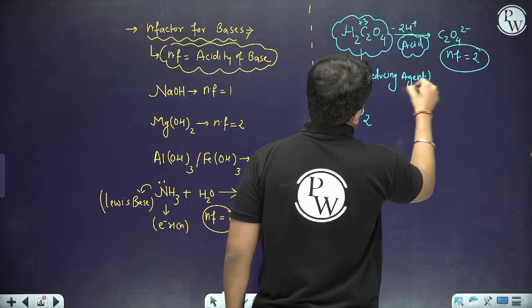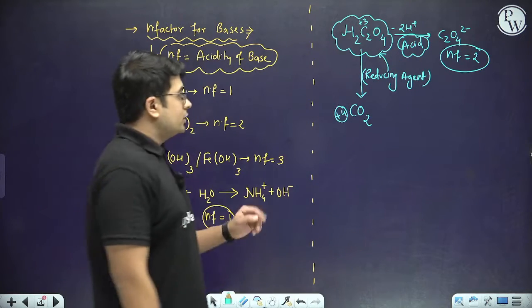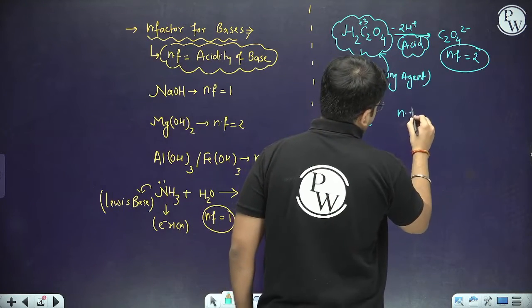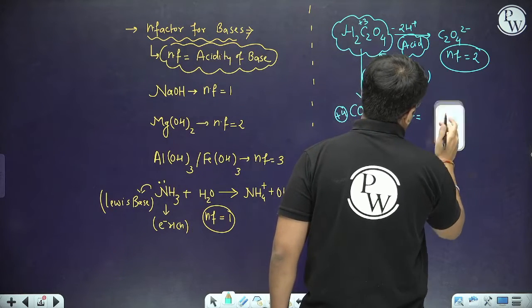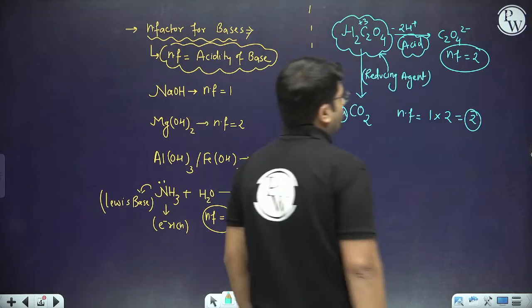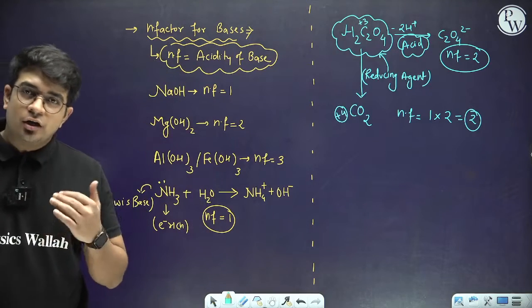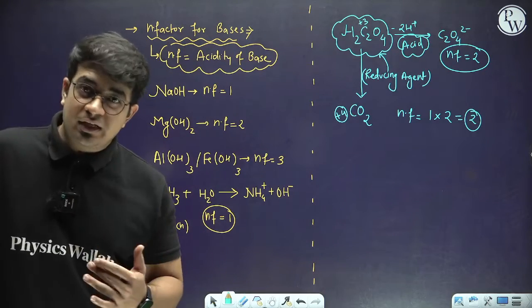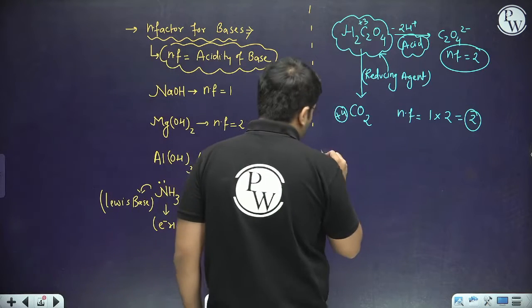It is acting like a reducing agent. Now in this particular case, its N factor will be the change in oxidation number, which is 1, multiplied by how many atoms are there? 2. So that will be 2 only. So in both cases, whether it is acting like an acid or a reducing agent, the N factor will be 2. Now that depends upon the composition.